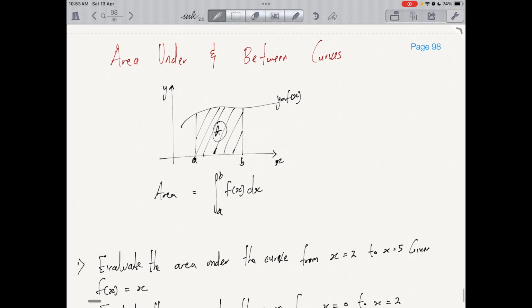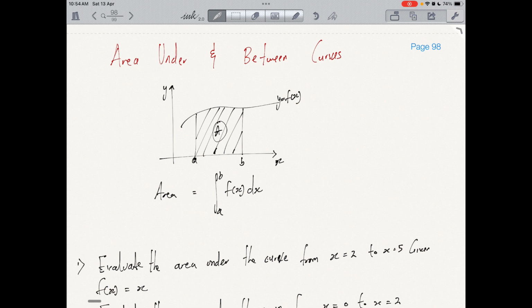Now let's take a look at area under and between the curves. We are given a graph of y equals f of x, and we are asked to evaluate the area under the curve from x equals a to x equals b. We can see the shaded portion to signify the area. So the area is simply the integral of f of x dx from the lower limit of a to the upper limit of b.